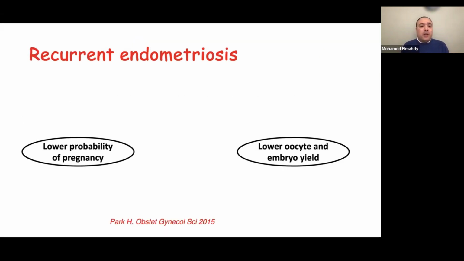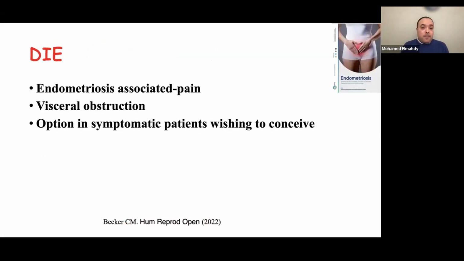If you have a case of recurrent endometriosis, take care. You have a lower probability of pregnancy if you go for surgery and lower oocyte and embryo yield. For deep infiltrating endometriosis, according to ESHRE guidelines, don't operate except if you have endometriosis-associated pain or visceral obstruction. Otherwise, don't do any surgery for this case.